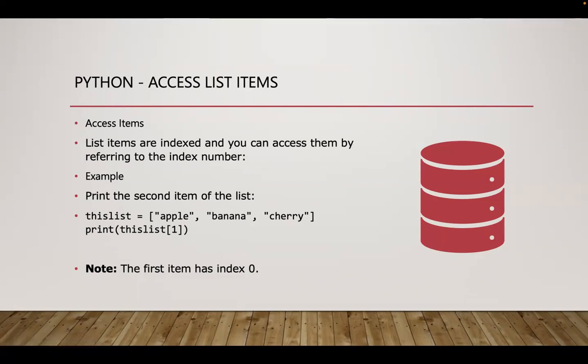So let's say, for example, we have a list that's got apple, banana, cherry. You want to print it, you say print this list 1. When you say 1, it's going to print banana because the list is indexed from 0, 1, 2. That's the reason the first item has index number 0. I think we already understood this very well.